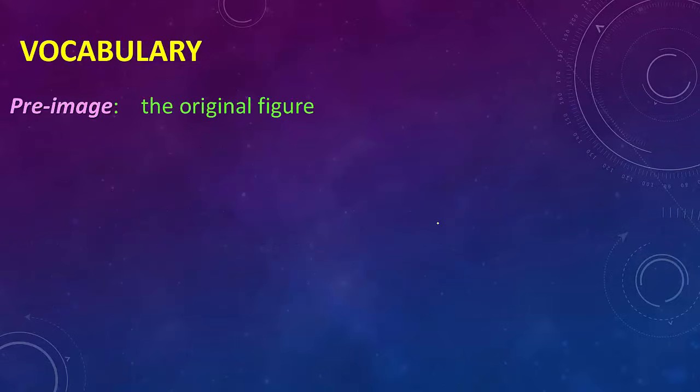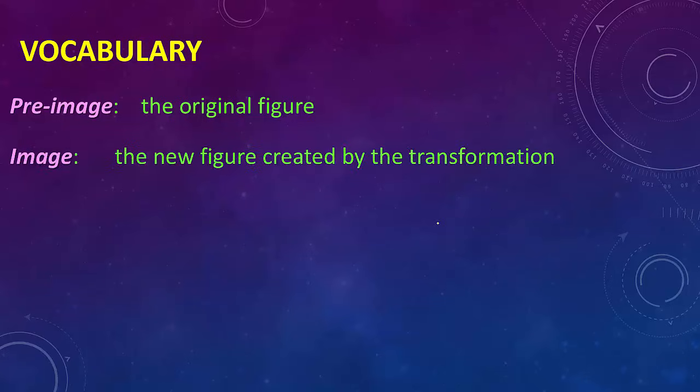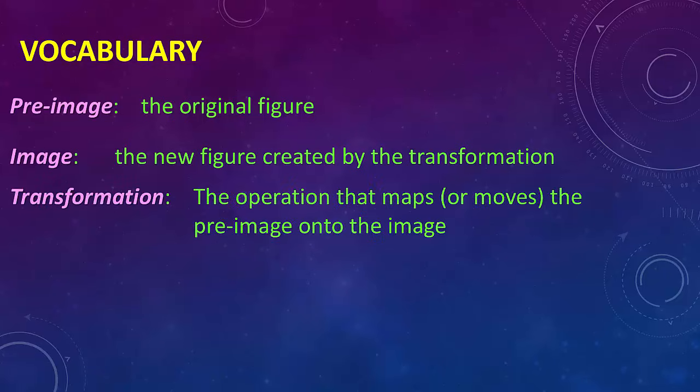A pre-image: you're going to be seeing lots of diagrams that have 2 figures in them. The pre-image is the original figure. The image is the new figure created by the transformation. The transformation itself is the operation that maps or moves the pre-image onto the image.